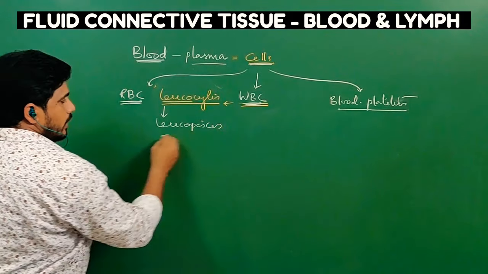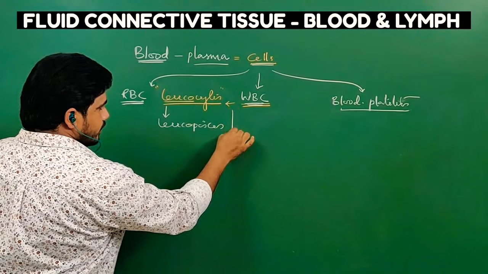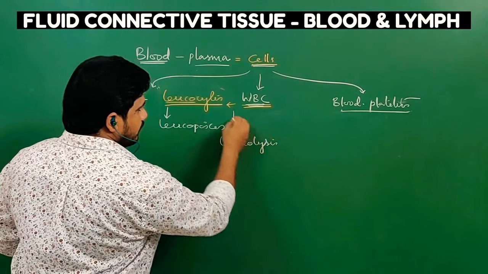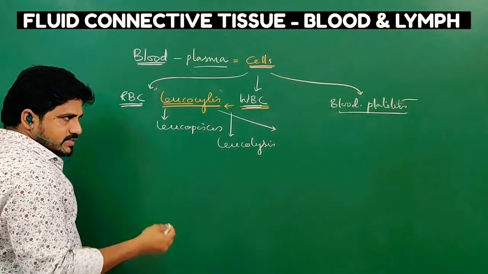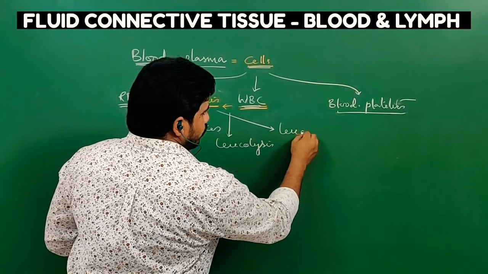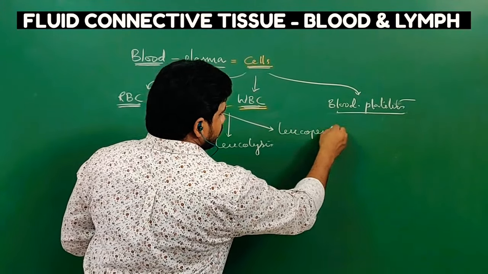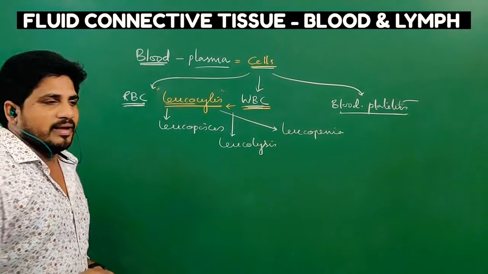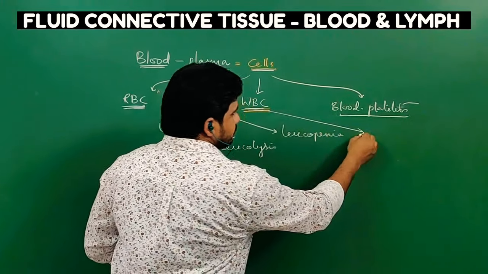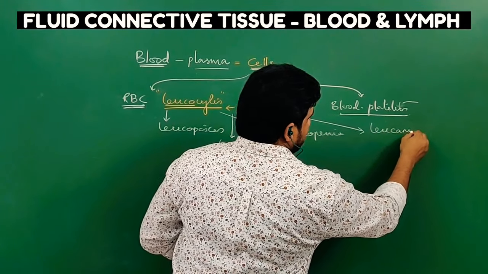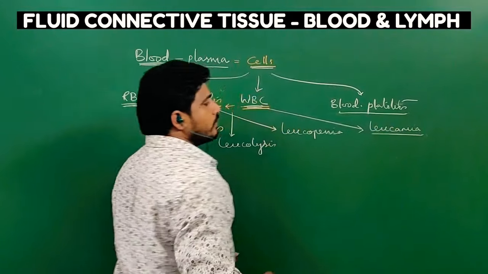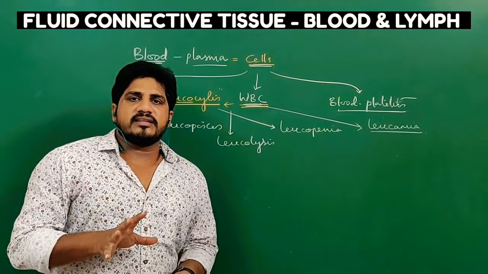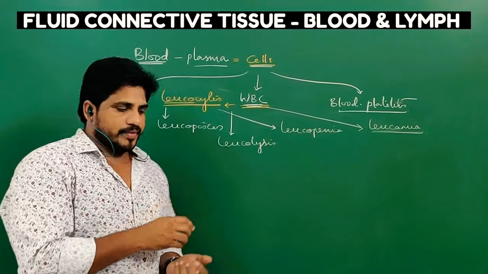leukopoiesis, and WBC destruction is called leukolysis, and when the WBC number decreases, that is called leukopenia, and if the WBC number increases, then that is called leukemia, that is called cancer. Leukemia. So these four terms I told you at a time. The reason is you have to differentiate them here itself.